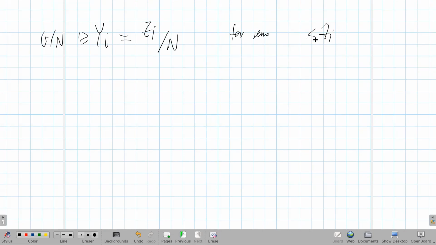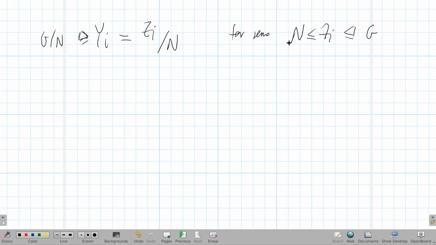I'll start writing this, which is a subgroup of G containing N. What are the subgroups of G over N? They are of the form a subgroup of G containing N over N. But this Yi is normal in G over N, and this means that Zi is normal in G. So subgroups of G over N correspond to subgroups of G containing N. Normal subgroups of G over N correspond to normal subgroups of G containing N.